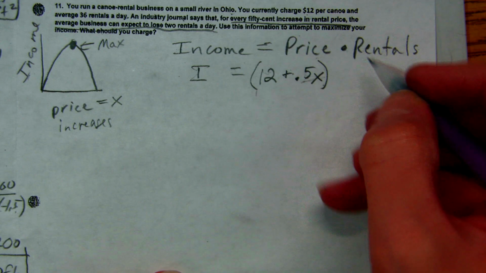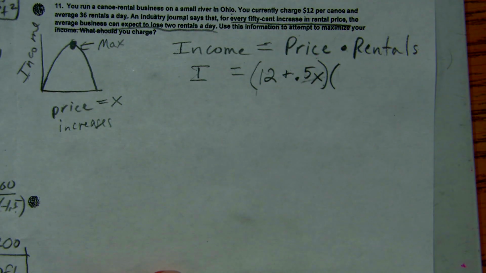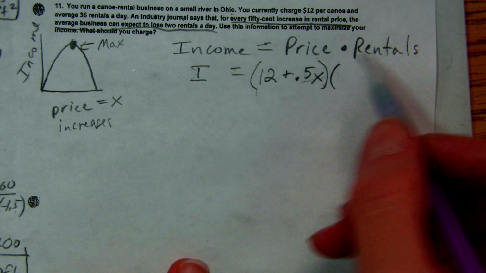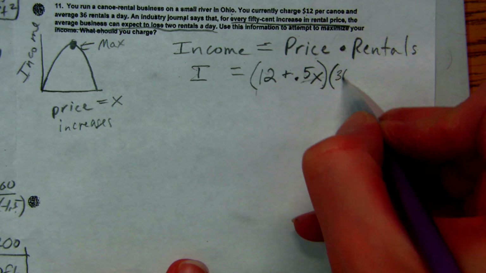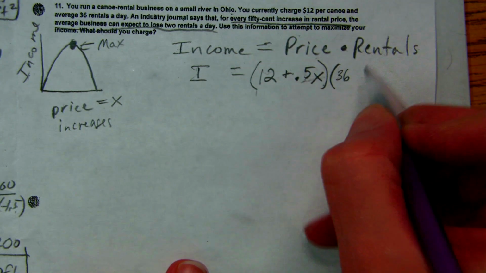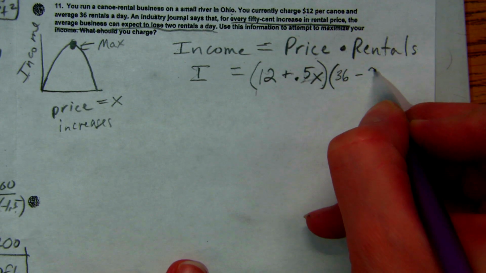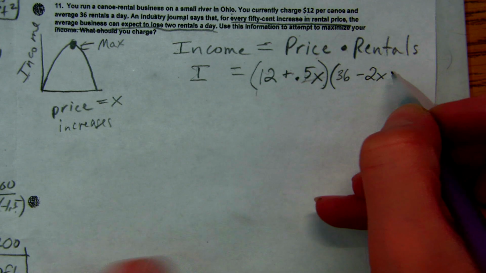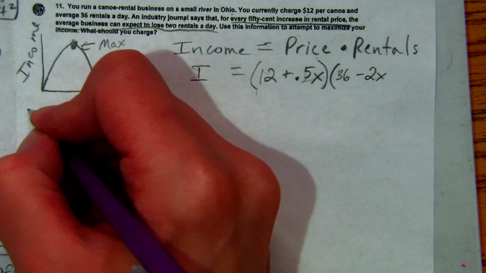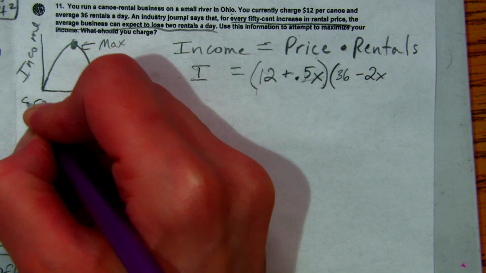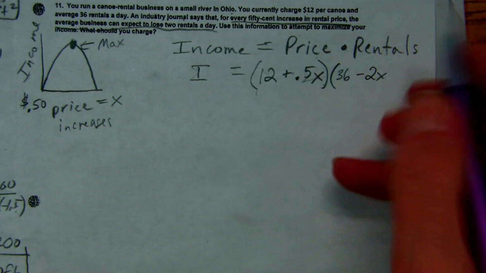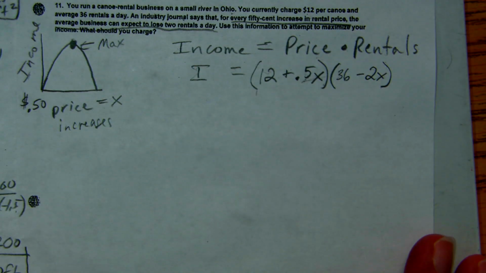And then my rentals. If I'm increasing it 50 cents per rental, it says right now I'm getting about 36, but if I increase the price, I'm going to lose 2 for every one of those 50-cent increases. So this is 50, I should write it out a little differently. This is 50-cent price increases. Sorry, I had to wrap my brain around the whole thing.